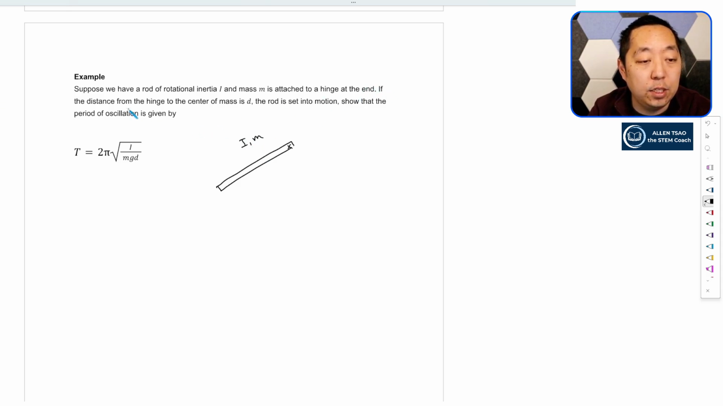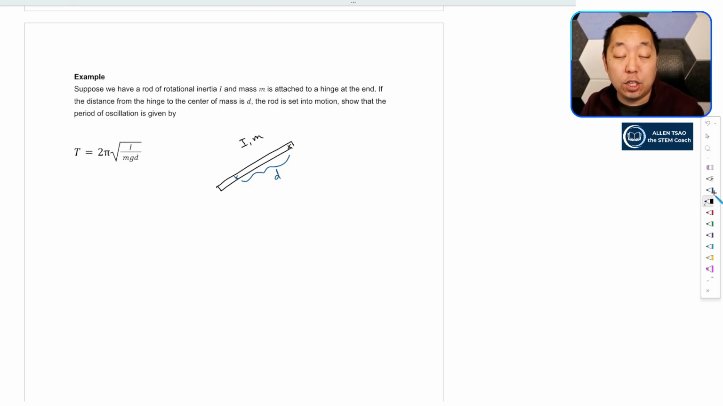If the distance from the hinge to the center of mass is d, and let's say the center of mass is right here, so this distance here is d, and the rod is set into motion, show that the period of oscillation is given by this. So this is going to be an extension of what we did before. We're still going to use net torque equals I alpha.